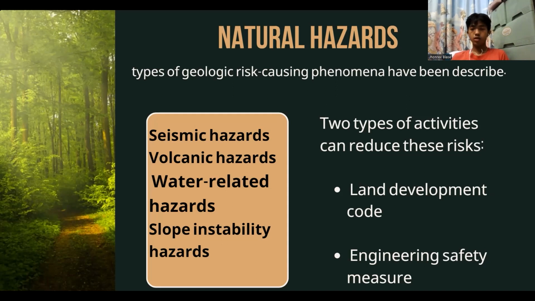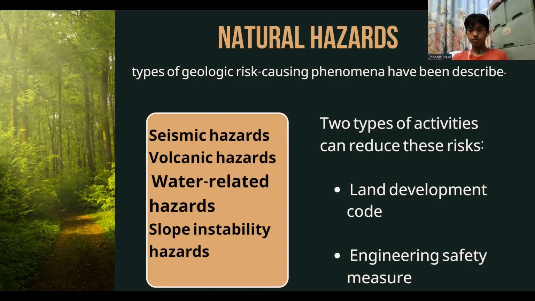So, these are the two types of activities that can reduce this risk. We have the land development code. The land development code involves mapping the phenomena and hazards; areas of higher hazard are designated unsuitable for construction. Conflict may arise if a parcel was previously approved for construction but is now designated as high hazard.